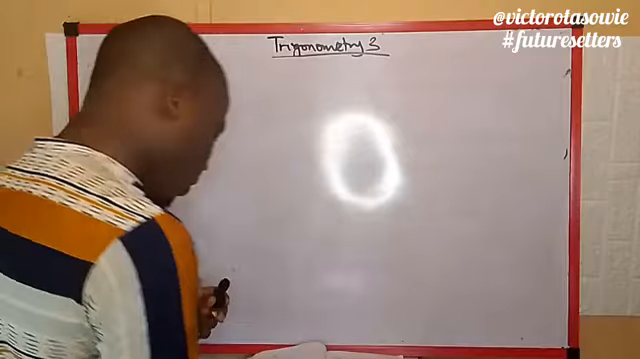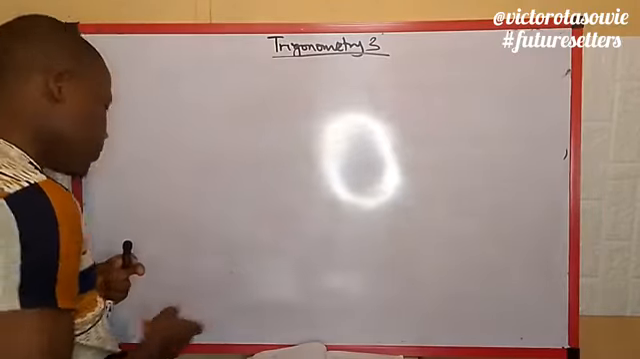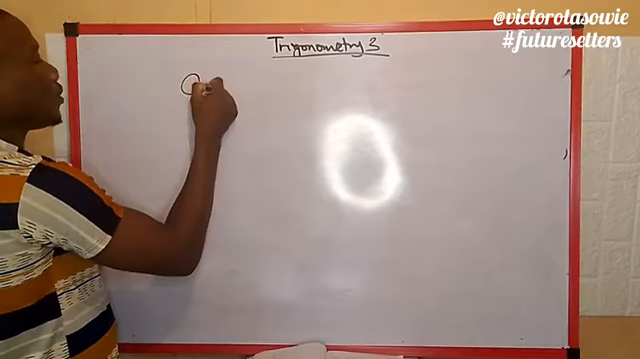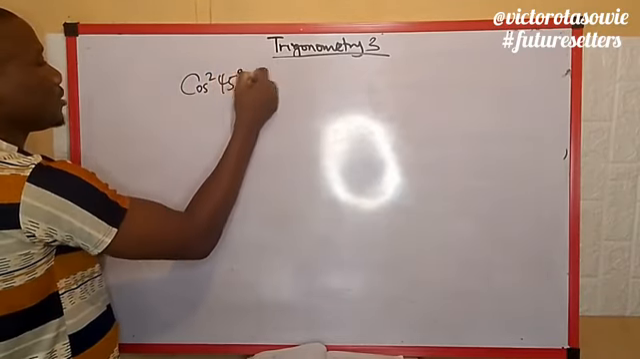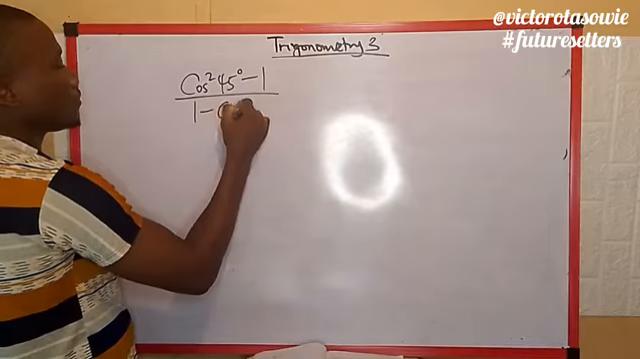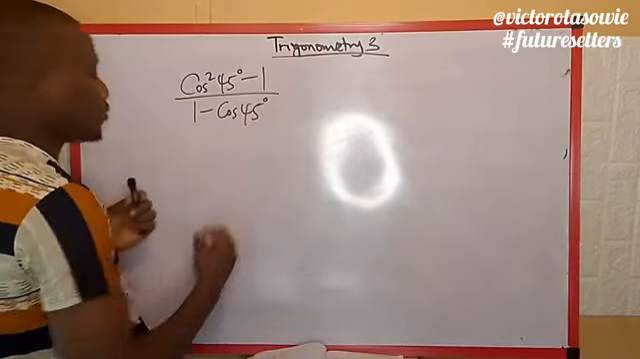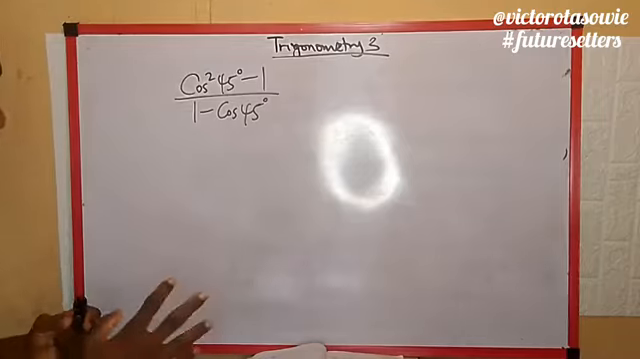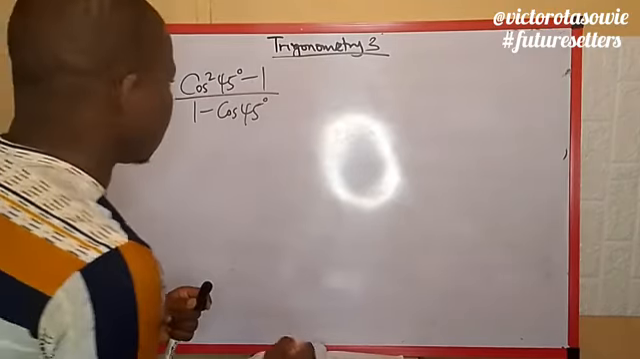So we move on to the next question. Without using logarithm tables, we have cos squared 45 degrees minus 1 over 1 minus cos 45 degrees. You are told to solve this particular expression without using tables.